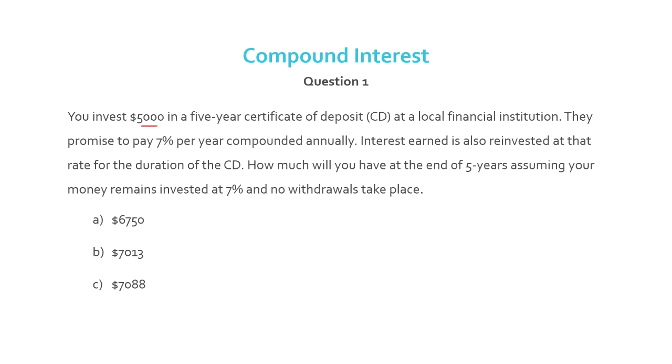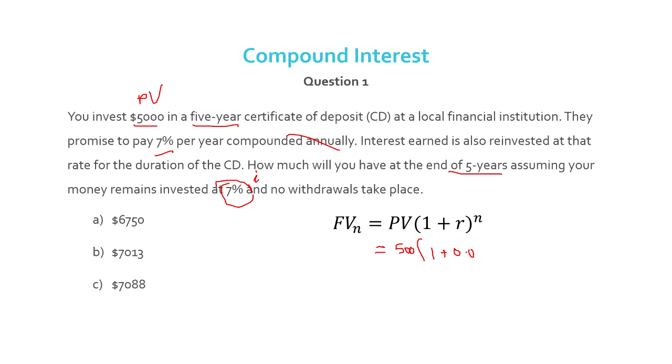We have $5,000 to start with, so this is our present value, essentially. We're putting it into a 5-year certificate of deposit, which is essentially a savings mechanism at a local financial institution. They're going to pay us 7% compounded annually, which is quite important. Interest earned is also reinvested, so we're looking at compound interest here. How much do we have at the end of 5 years, assuming that 7% rate, which is our interest rate, and no withdrawals taking place? If we refer back to our formula, the future value equals the PV compounded by our R. So our PV is 5,000, 1 plus our rate of 7%, for a period of 5 years, to the power of 5.